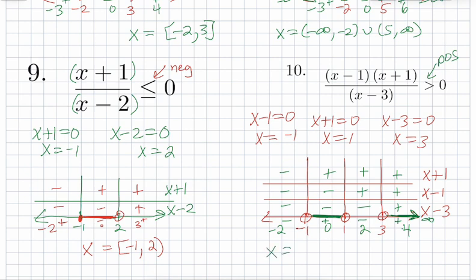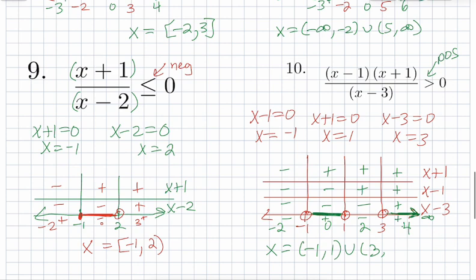So our x's would be between -1 and 1. Use parentheses, no brackets. And then our last piece there on the end goes from 3 to infinity. Again, you'll notice I've used parentheses.